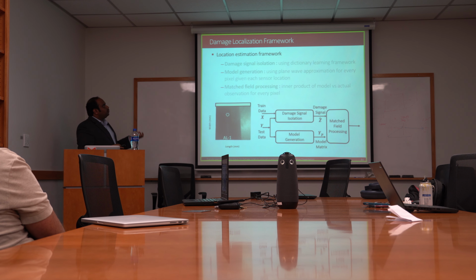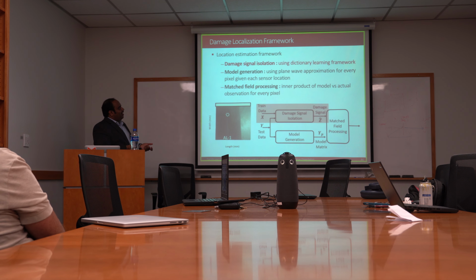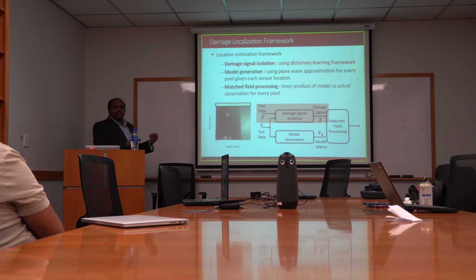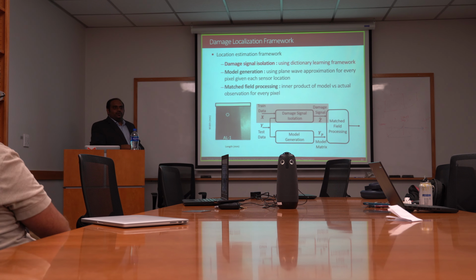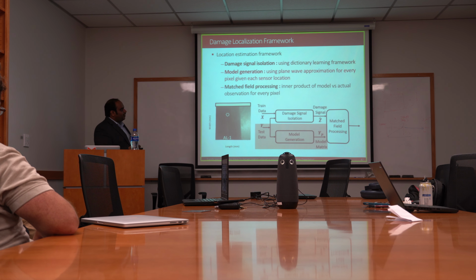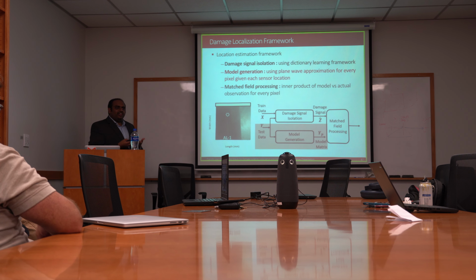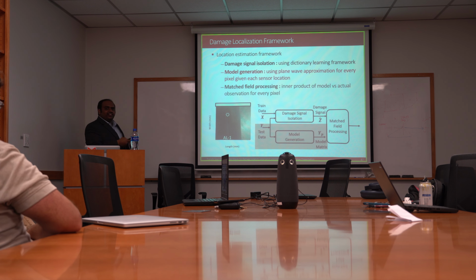So how do we do the location estimation? The first step of location estimation is damage isolation, which we can do with our dictionary learning approach, where I can isolate the damage signal. And once I do that, I generate a plane wave approximation model for every pixel given each sensor location.